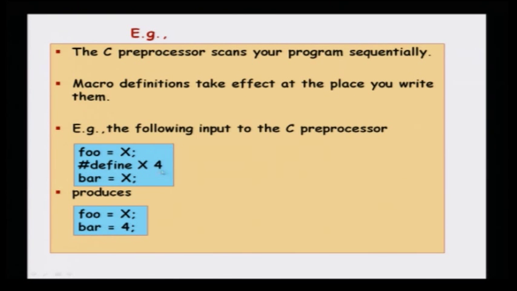Then it sees the #define X 4. Now it knows that X is a macro and it has the value 4, and then it says bar equal to X, but now X is a macro, the preprocessor knows about this. So, it will replace X with 4. So, the transformed text will be foo equal to X, bar equal to 4. It is natural to imagine that I would have foo equal to 4, but that is not what happens, because the way the source code was written, the #define happened after foo equal to X. So, anything that happens before the macro was defined is not changed.